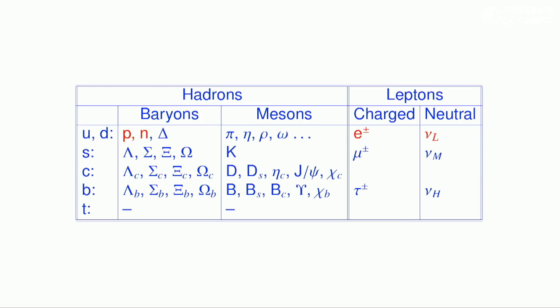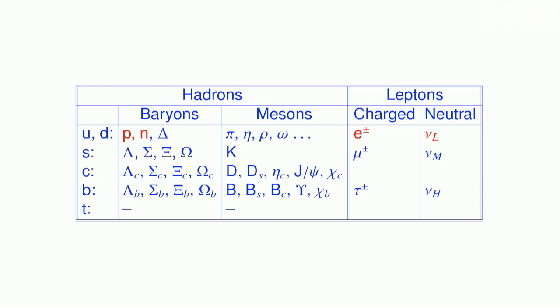There are no hadrons including a top quark because of its short lifetime. This quark decays before it can ever form a bound state with any others. Leptons, on the right of this table, are elementary in the sense that they are not composed of other particles for all we know. Observations are compatible with them having no size. They are thus point-like, and so are the quarks, but not the hadrons.